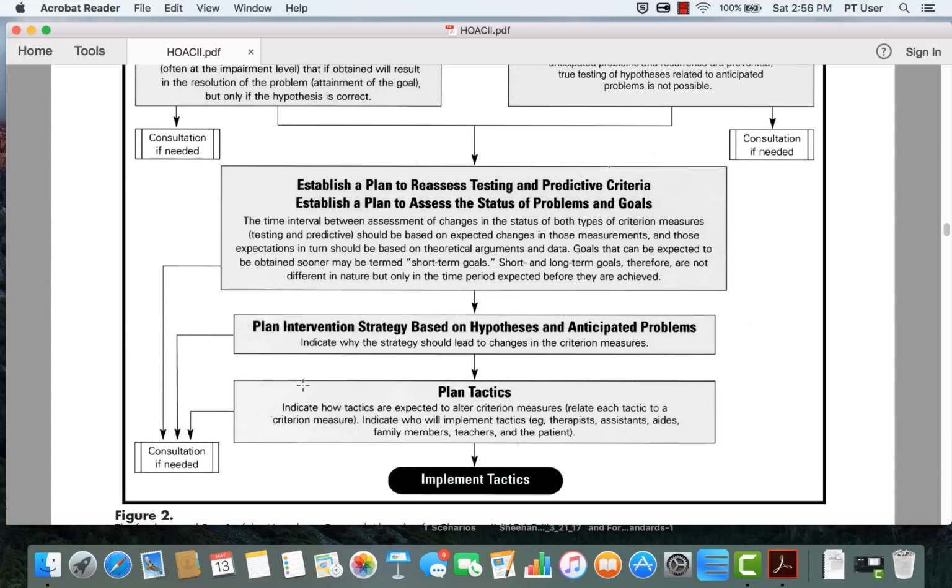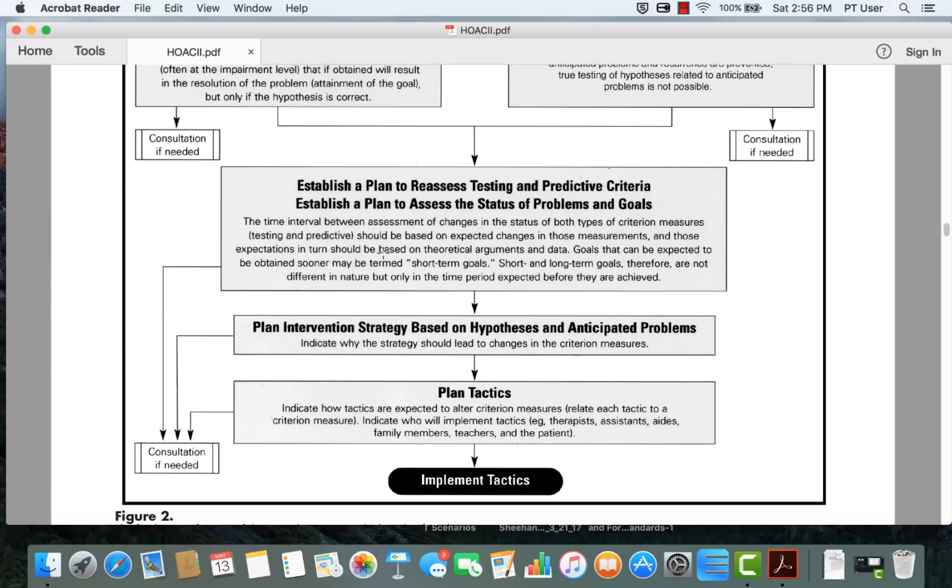The last 4 steps, relatively straightforward in terms of the stepwise process. We're going to assess our testing and predictive criteria, make a plan to assess the status of our problems and our goals. So we're going through this reassessment process. We begin to plan our actual treatment, our intervention strategies based on hypotheses and rationales or anticipated problems. And then we begin to plan our tactics and then implement tactics.